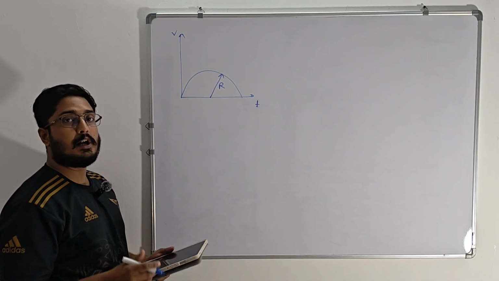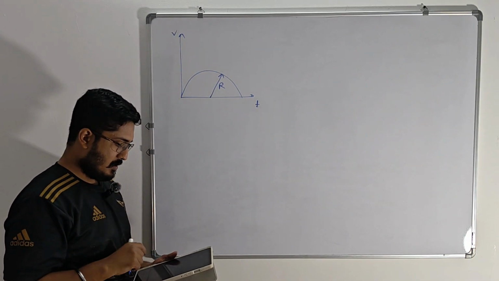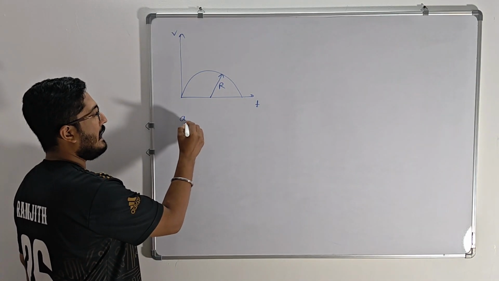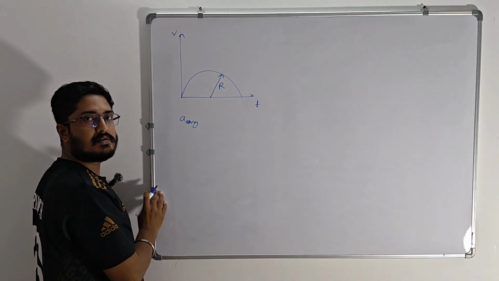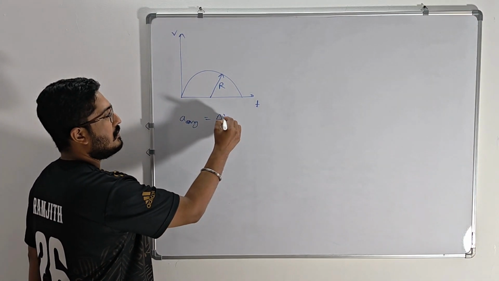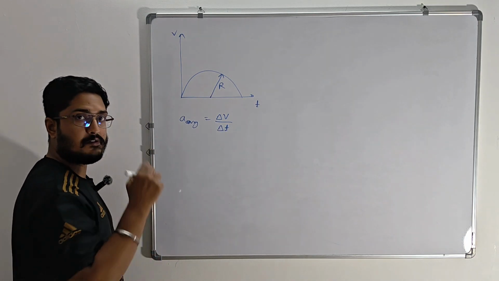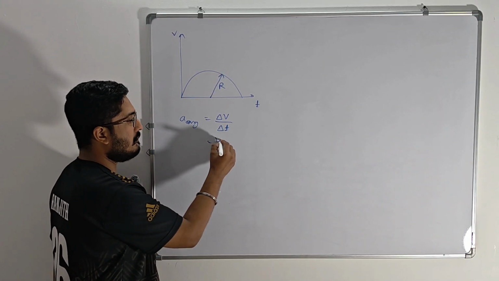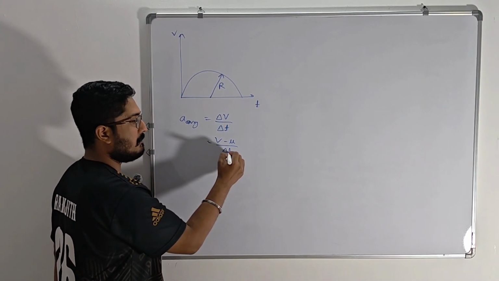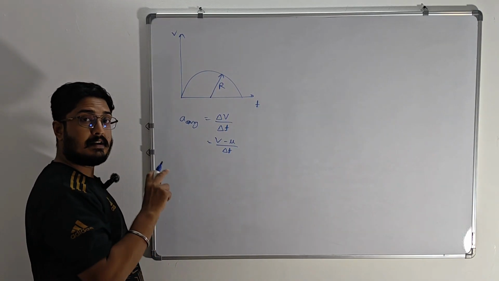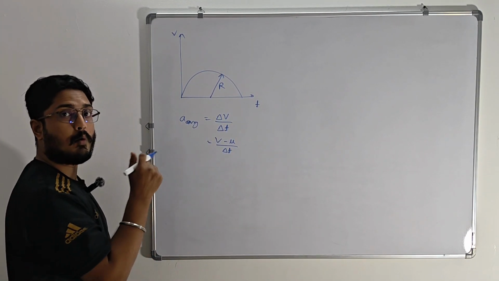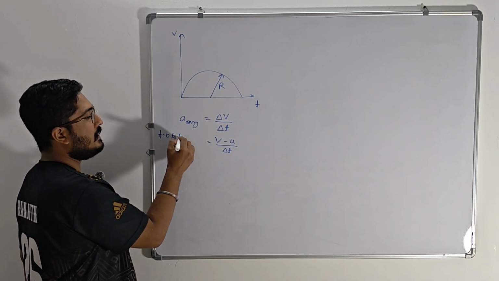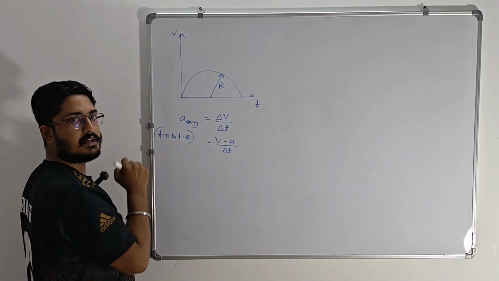Now they want you to find only one thing: the average acceleration. Now what is the formula for average acceleration? Delta v by delta t. We discussed this in the first video on kinematics. Delta v is nothing but the change in velocity, that means final velocity minus initial velocity, divided by the time taken. What time range are they setting? The time range is from t equal to 0 to t equal to r. In this time range, they are interested.